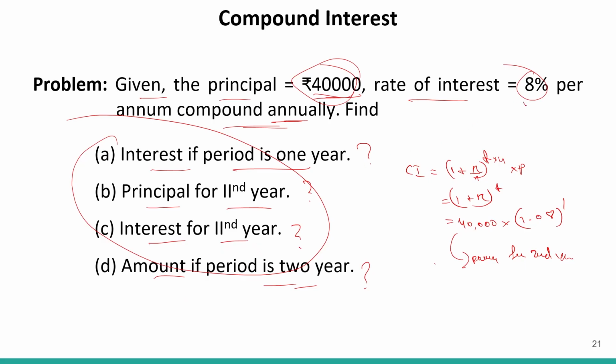So interest for the second year will be what? Not the same. It will be 40,000 into 1.08 whole square minus 1. This much will be the interest for the second year. So amount if period is 2 years will be A2 is equal to 40,000 into 1.08 whole square. This much will be the amount after 2 years.